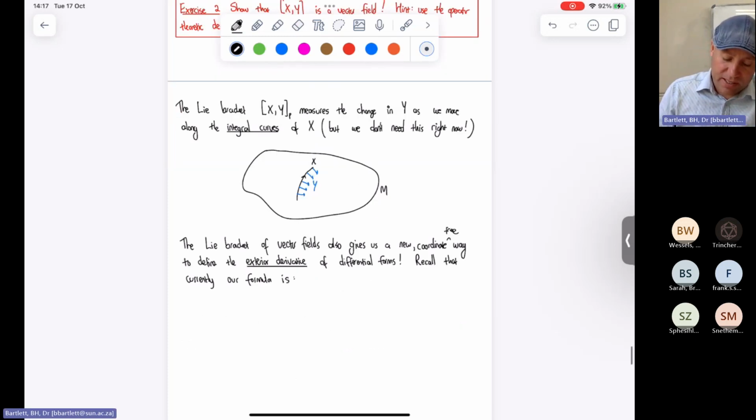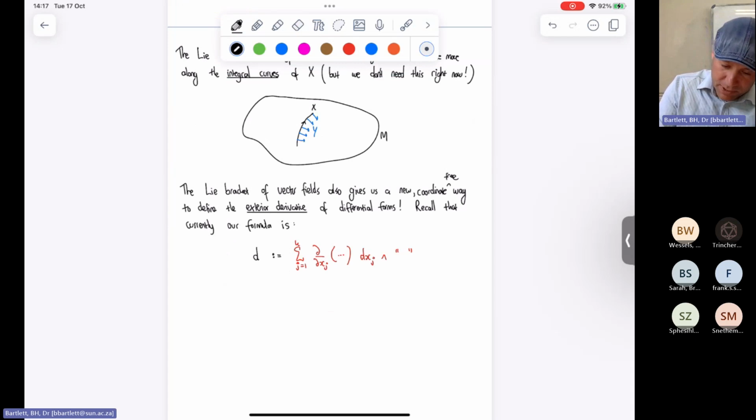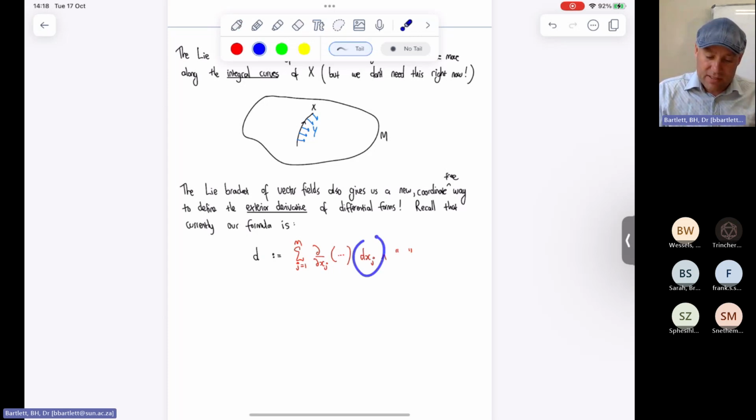Recall that currently our formula for how to calculate the exterior derivative of a K-form is like this. Sorry, this should be summing up to M, the dimension of the manifold. To apply the d operator, the exterior derivative operator, you sum over all the directions in the manifold, and then you differentiate the component function of the K-form in that direction, and then you put a little dx relative to that direction in front, dx wedge whatever was remaining. Remember, we did this back in lecture 2.